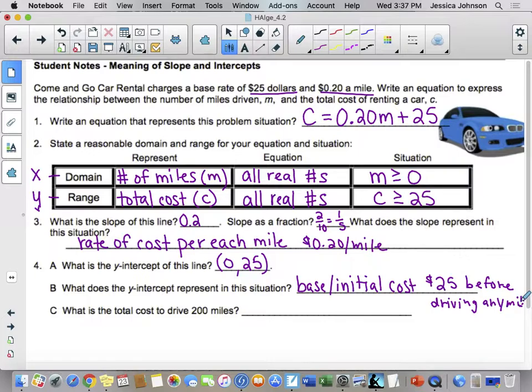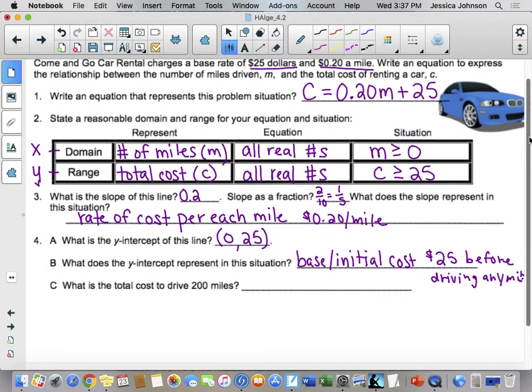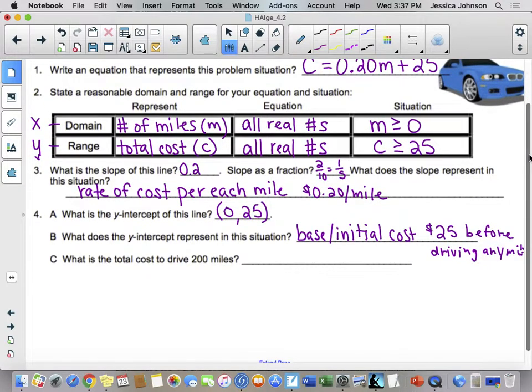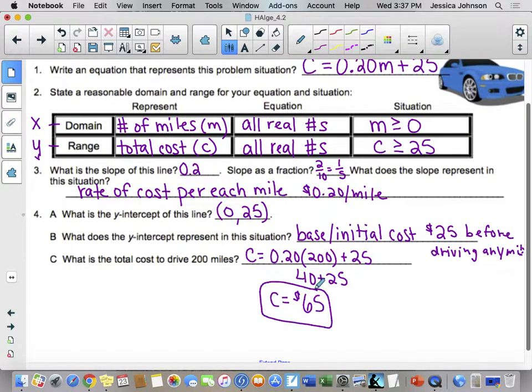Part C says, what is the total cost of driving 200 miles? Well, how would I figure this out? 200 is M, how many miles we're going. So I'm going to substitute 200 in for M. So I have 20 cents multiplied by 200 plus 25. 0.2 times 200 ends up being 40. And 40 plus 25 is 65. So my total cost for driving 200 miles is $65.